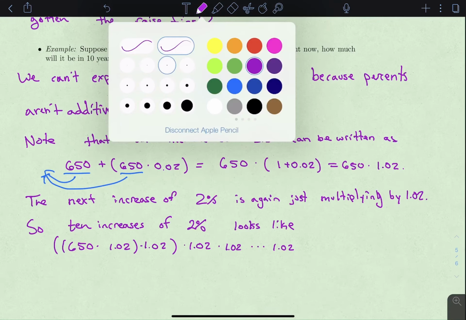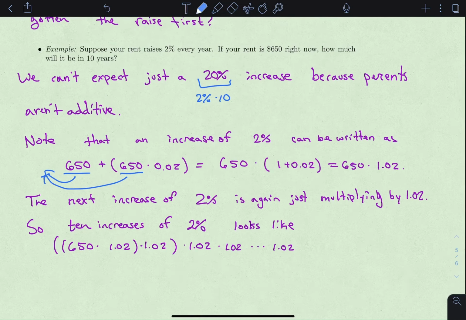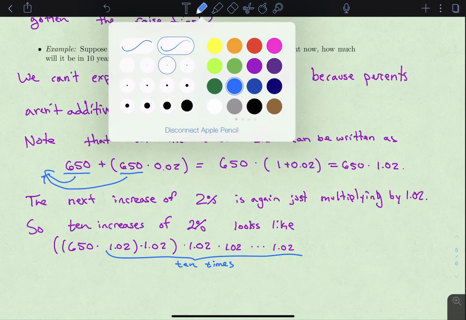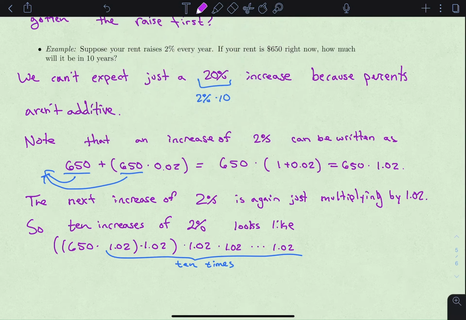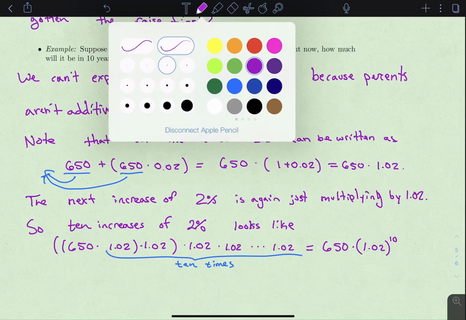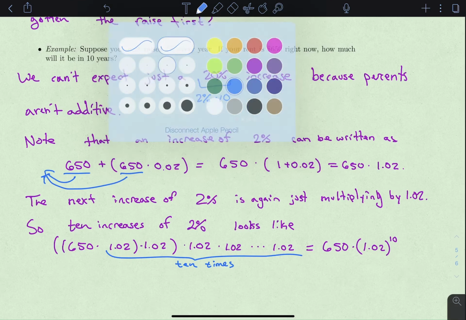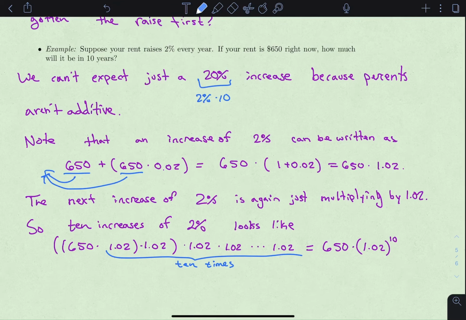We know exactly how many of them there are going to be because we're going to increase 10 times. And then there's just notation for repeated multiplication. That's what exponents are. So this is 650 times 1.02 all to the 10th power. So that 10 up there is representing exactly how many times we had to increase the rent. So let's just actually calculate that.